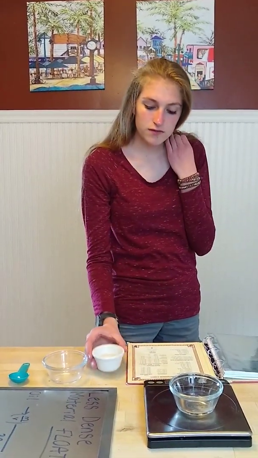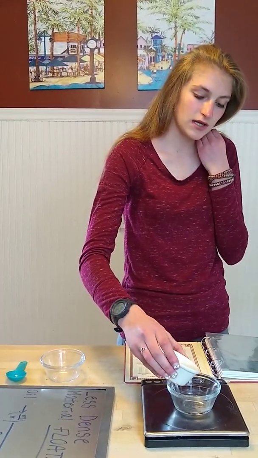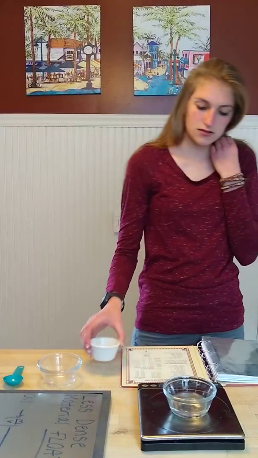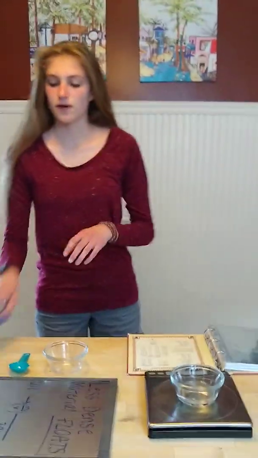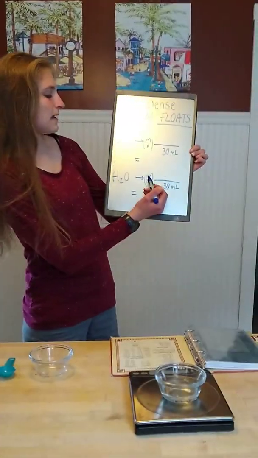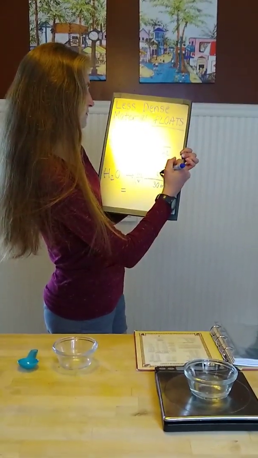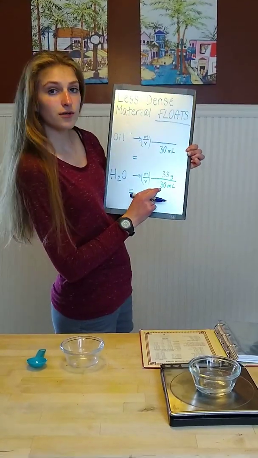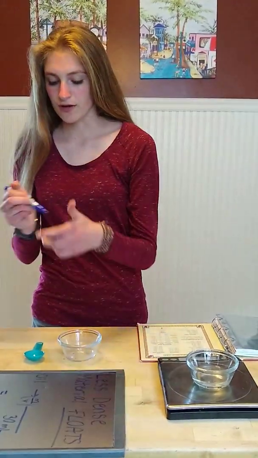And I'm going to pour my 2 tablespoons of water into here to get the mass. Alright, it's saying 33 grams, so I'm going to write that down. Remember, it's mass over volume, so I have 33 grams divided by 30 milliliters, okay? Time to do that for the oil.